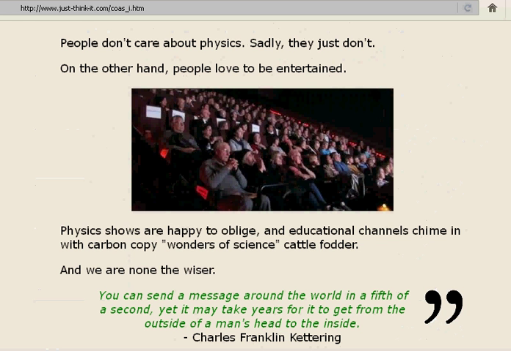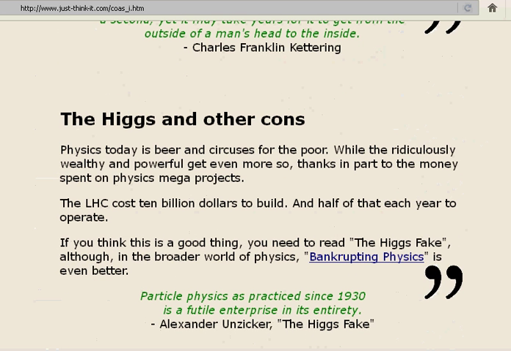You can send a message around the world in 1/5 of a second, yet it may take years for it to get from the outside of a man's head to the inside. Charles Franklin Kettering.